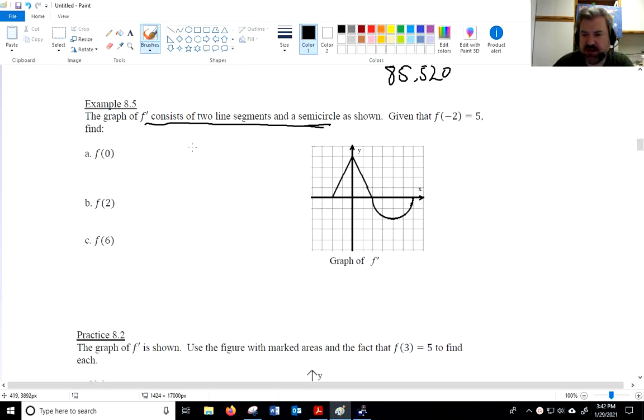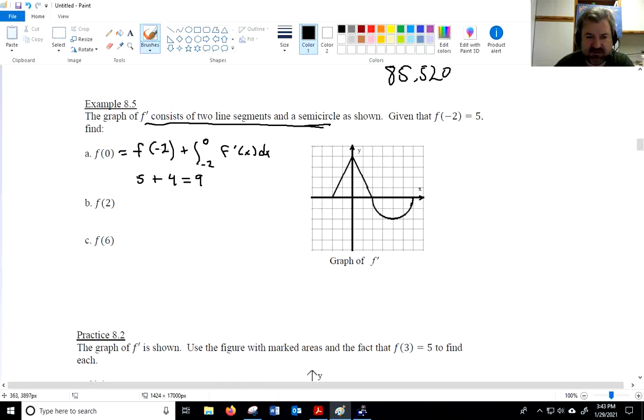F of 0, well, that's a piece of cake. We just know that f of 0 is equal to, what do we have information of? F of negative 2 plus the integral from there to there. So f of negative 2 is 5. Now let's find the integral from negative 2 to 0. You can see it is a triangle with a height of 1, 2, 3, 4. Base of 2. So 1/2 times 2 times 4 is 4, which gives me 9.